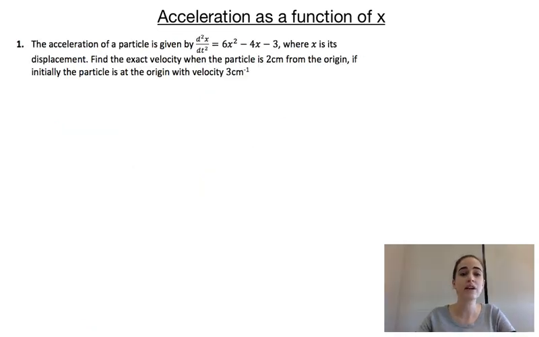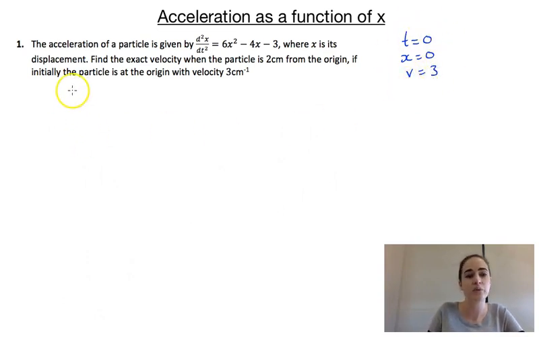So our first example tells us the acceleration of a particle is given by 6x squared minus 4x minus 3. We're asked to find the exact value of the velocity when the particle is 2 centimeters from the origin. But we're also told initially the particle is at the origin with velocity 3. So that means at t equals 0, displacement was 0 because it was at the origin, and the velocity was 3. So those are going to come in handy in a little while.